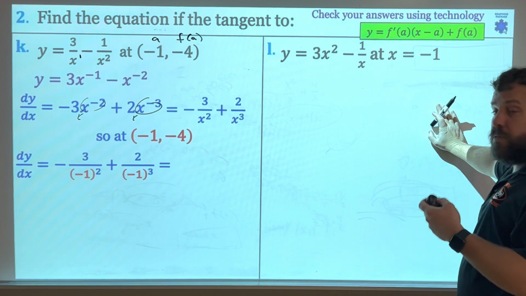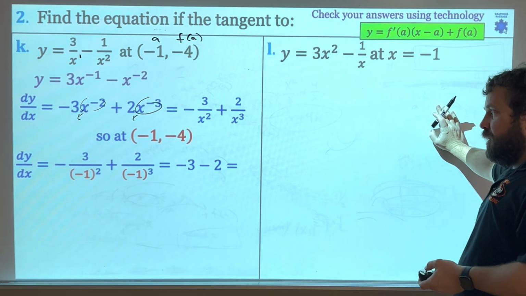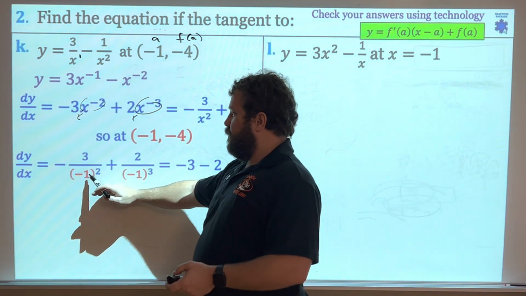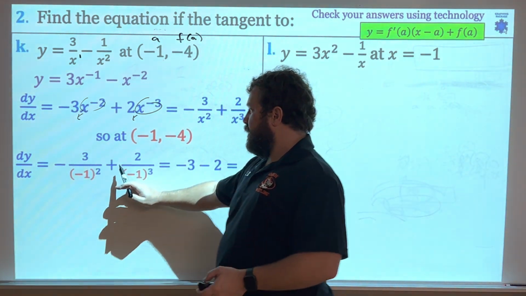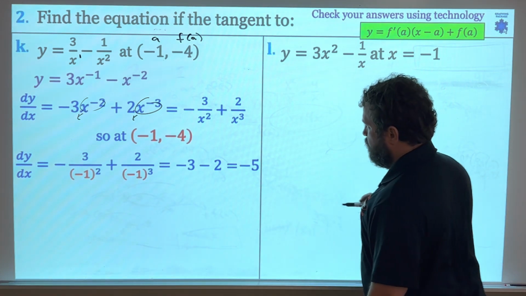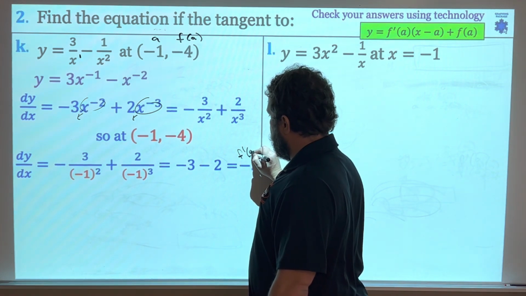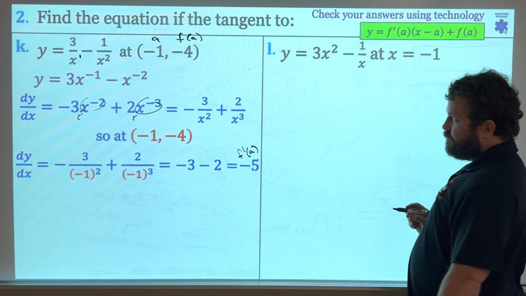negative 3 over negative 1 squared, which is 1, plus 2 over negative 1 cubed, which is negative 1. So this becomes positive 1, so negative 3. This becomes a negative minus 2. Negative 3 minus 2 is negative 5. And this is my f prime of a.